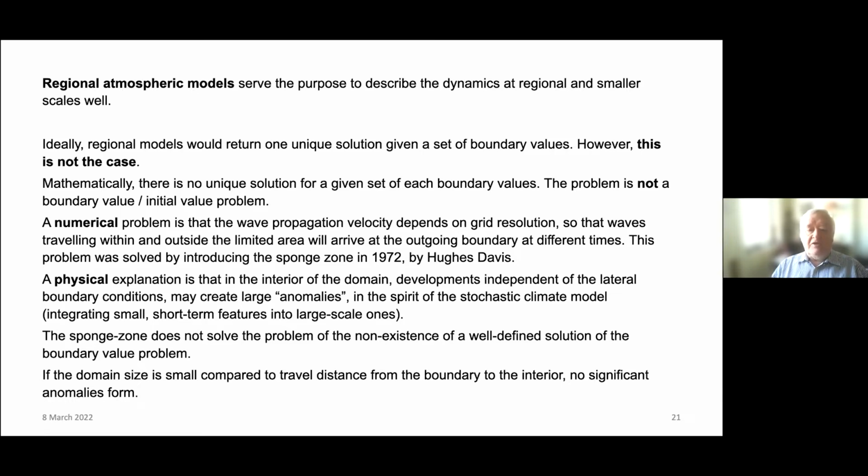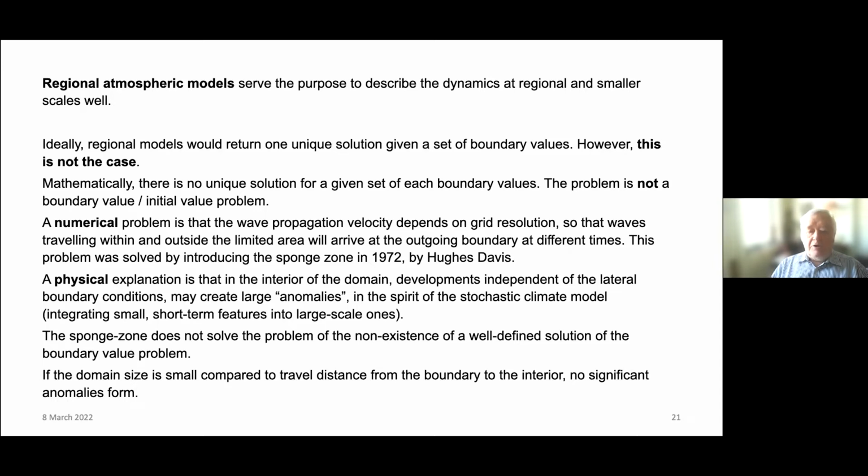The physical explanation for the fact that we do not have a unique solution is that in the interior of the domain, developments independent of the lateral conditions may create large anomalies. And this is in the spirit of the stochastic climate model. We need some noise, and we need some memory in the system. And if the boundary values are not so strong that they flush away any anomalies forming, that means that the memory in the internal part of the system is large, then we see that different solutions can emerge.